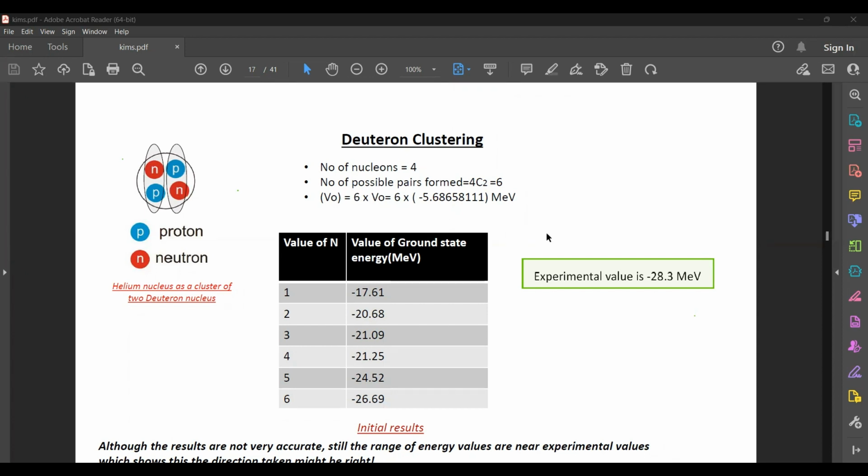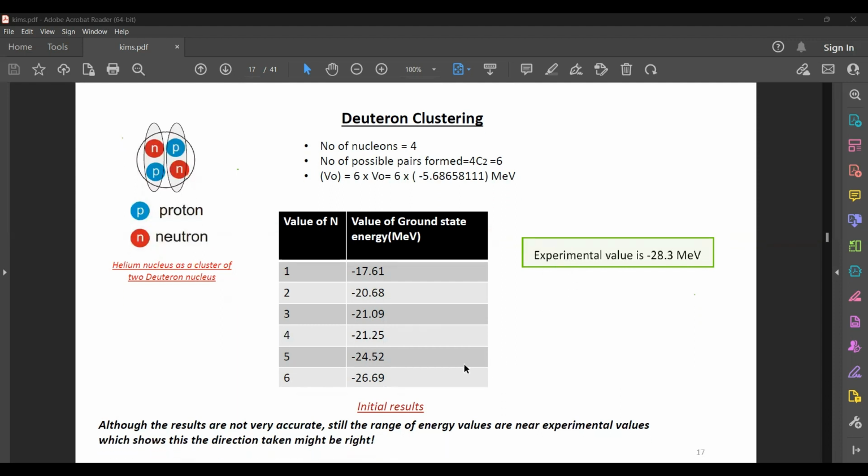A note here on this green box: the experimental value of the helium ground state energy is minus 28.3 mega electron volt. And in this table, you see, as I kept on increasing the number of qubits, around 6 qubits, we have minus 26.69 mega electron volt, okay, which is very close to the experimental value.